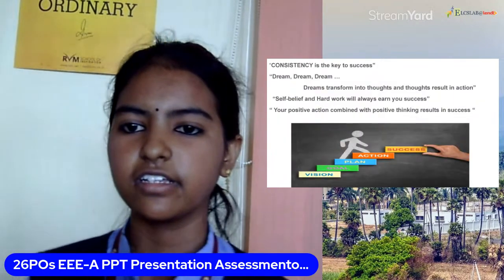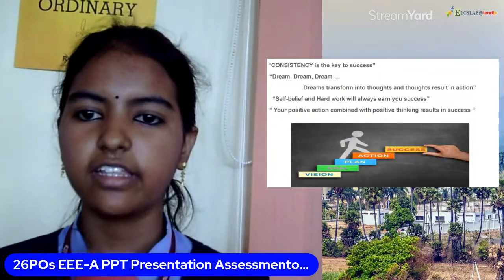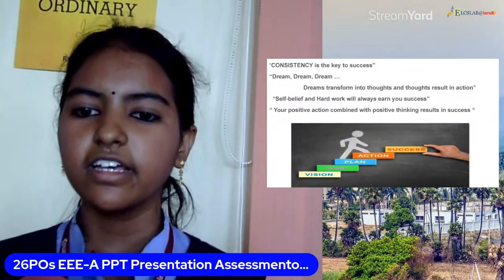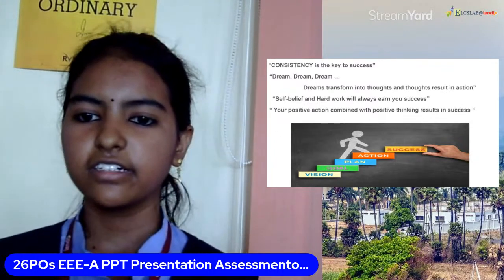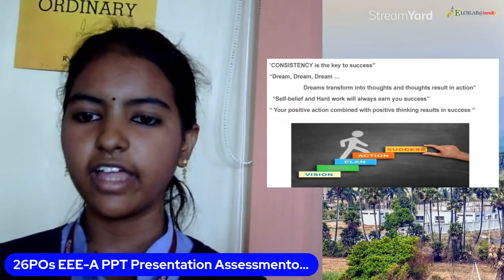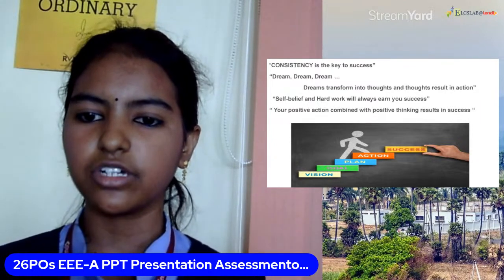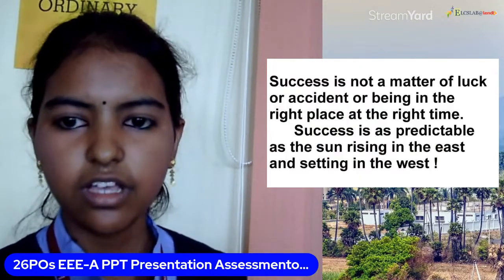The people who are inspiring us, and we can also see the steps of success. First, we have to have a vision, and we should have a goal, implement planning regarding our goal, and implement the actions, and that results in success.